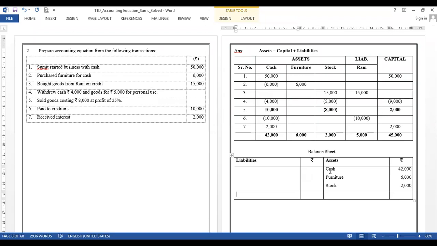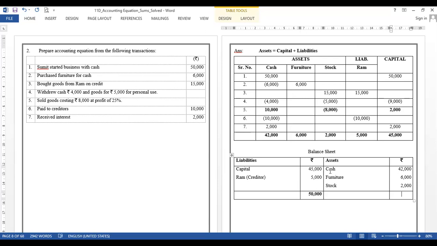Okay. Now on the liability side. ओके सर. लायबिलिटी में 5,000 रुपीज विच आर रिमेनिंग टू गिव टू राम. लायबिलिटीज में आएगा. The Ram will have to be written as creditor. Okay. What is the value of the capital left out? 45,000. Okay. And Ram 5,000. Total 50,000 on both sides.